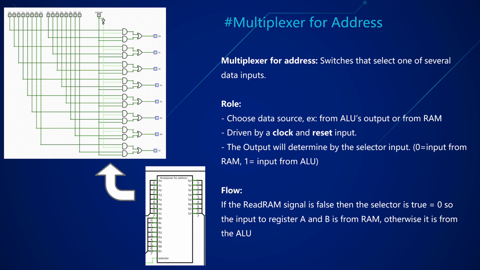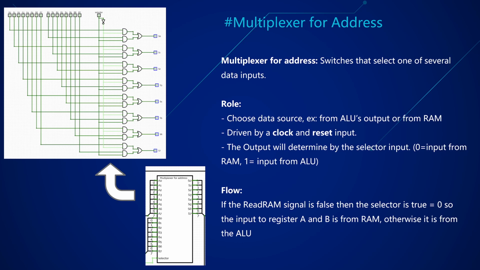Next is the multiplexer for address. It selects one of several data inputs. The role is to choose the data source, for example from ALU outputs or from RAM, and it's driven by clock and reset outputs. The outputs will be determined by the selector inputs. If it is 0, it will be from RAM, and if it is 1, it will be from ALU.